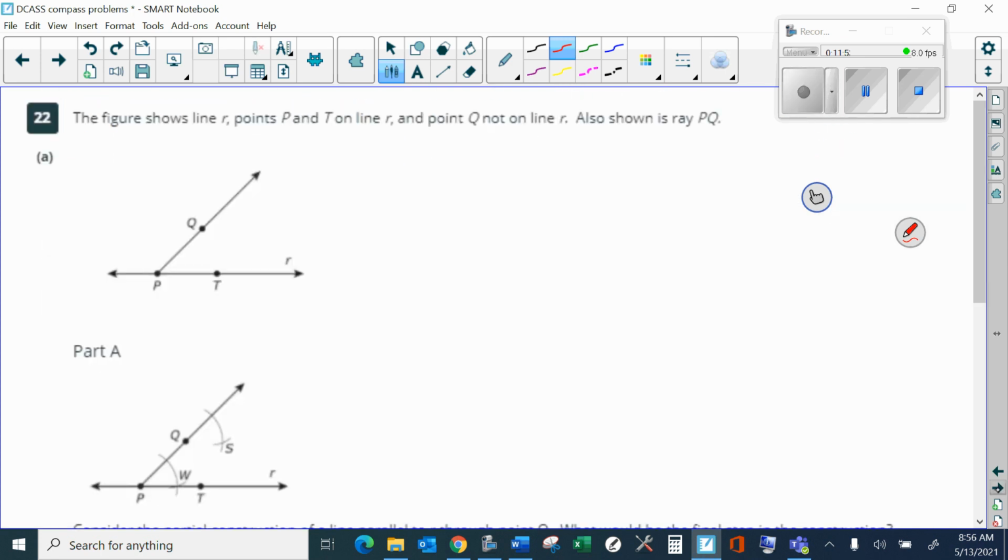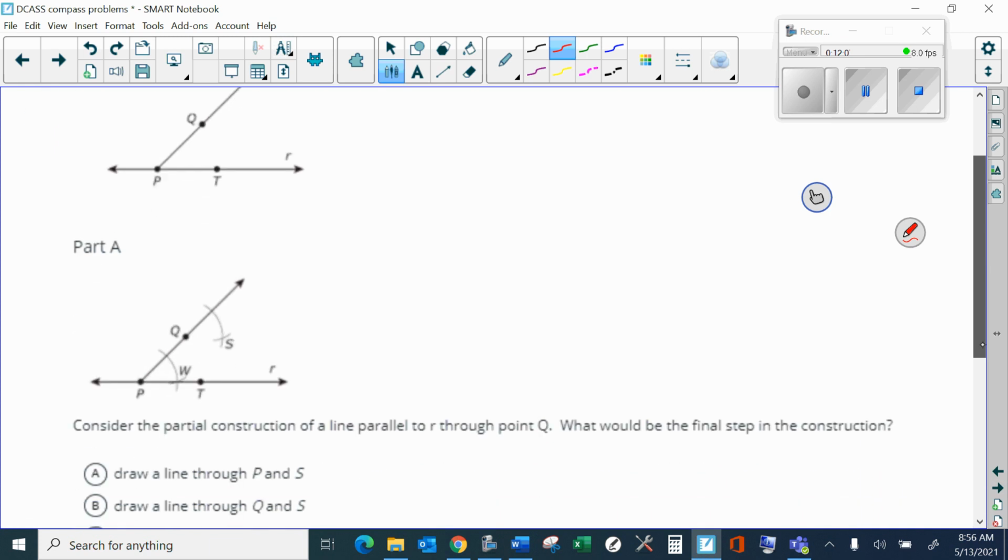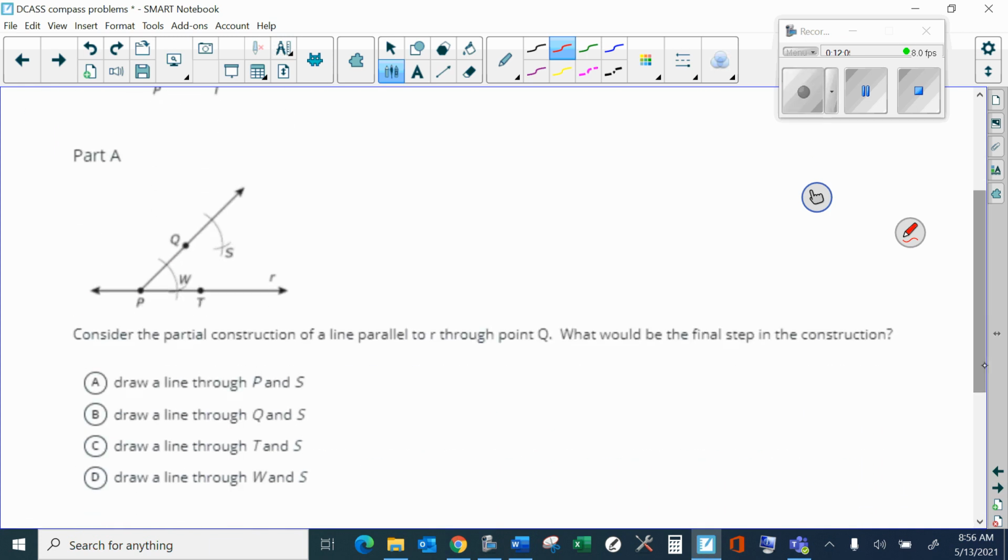All right, the figure shows line R, points P and T on line R and Q not on line R. Also shown is ray PQ. Part A, consider the partial construction of a line parallel to R through Q. What would be the final step in the construction?